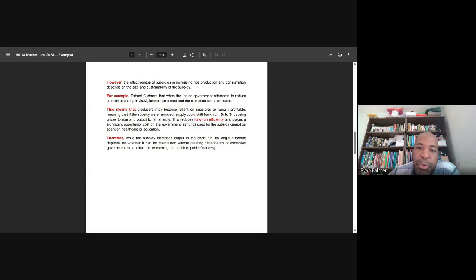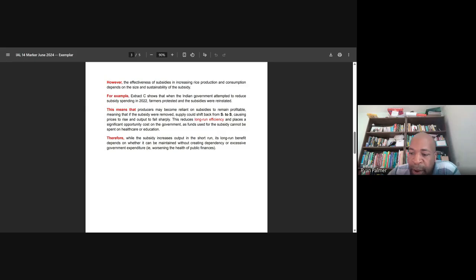This means that producers may become reliant on subsidies to remain profitable, meaning that if the subsidy were removed, supply could shift back from S1 to S, causing prices to rise and output to fall sharply. This reduces long-run efficiency and places a significant opportunity cost on the government. So this is always a criticism of subsidies, the opportunity cost on public finances, as funds used for the subsidy cannot be spent on healthcare or education.